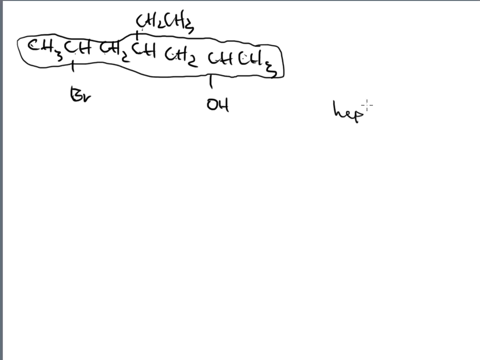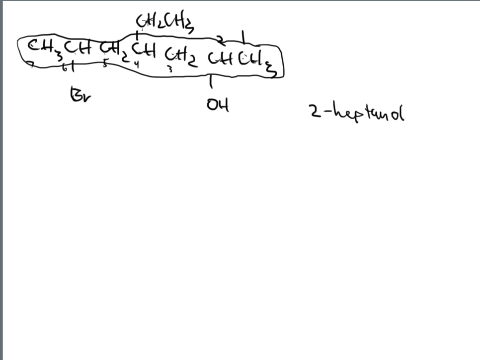So this is a heptane. Drop the E, add OL for alcohol, and a number closest to this side. So this is a 2-heptanol. All right, well, if that's carbon 2, this is 3, there's carbon 4, there's carbon 5, there's carbon 6, and there's carbon 7.